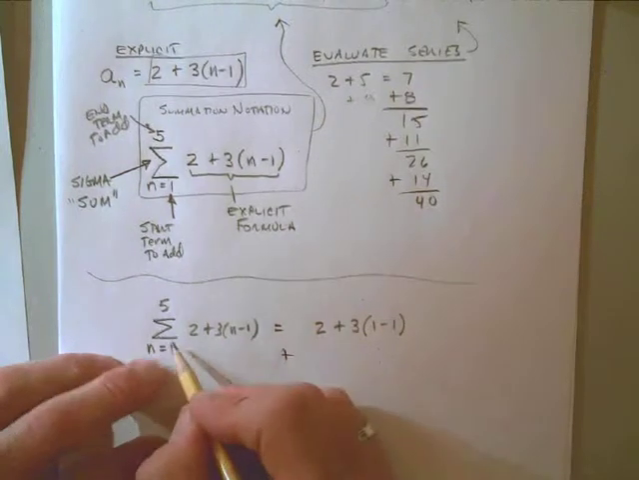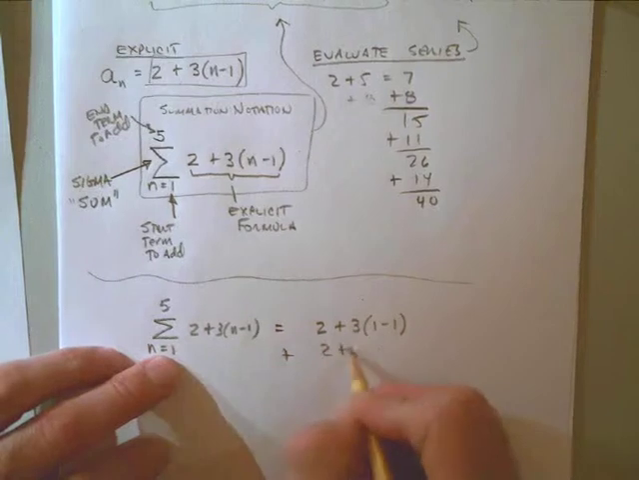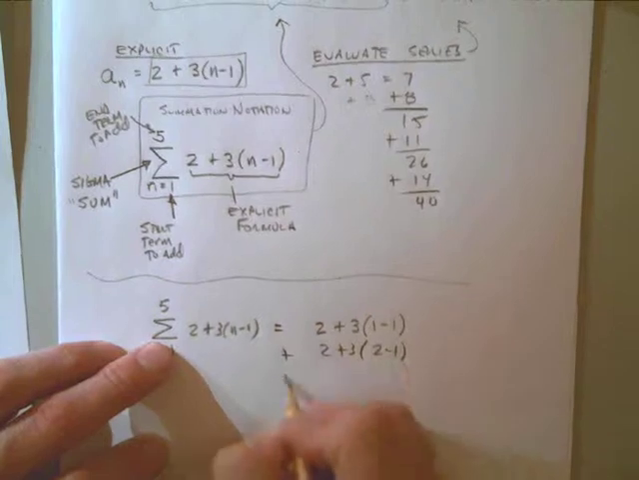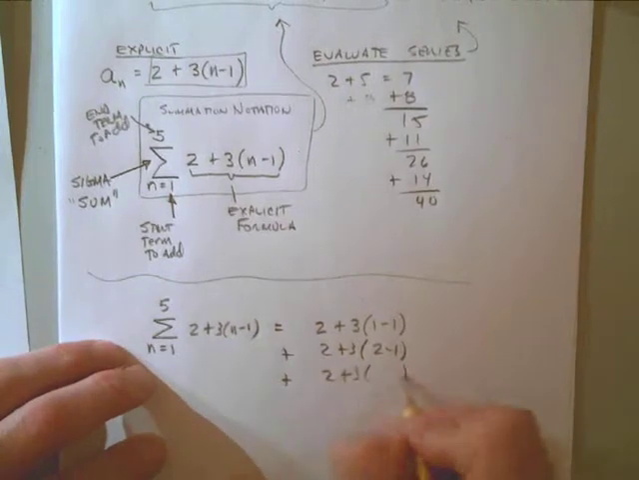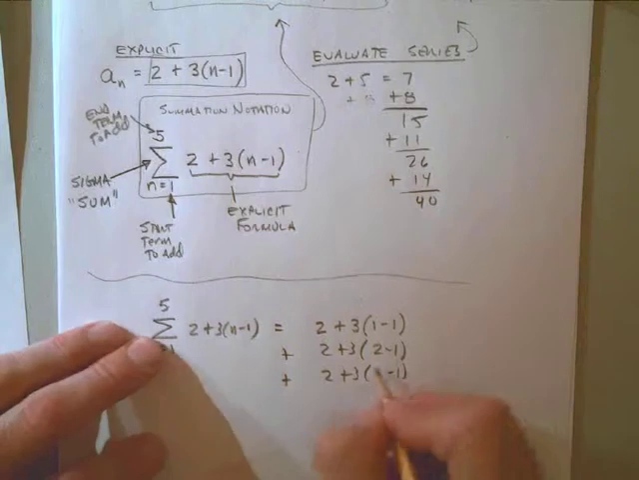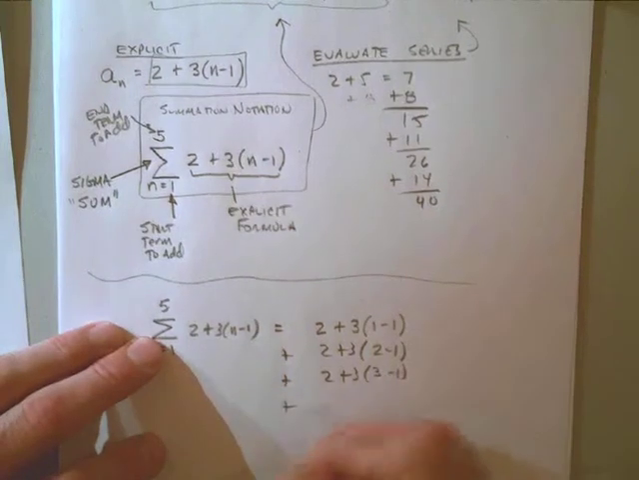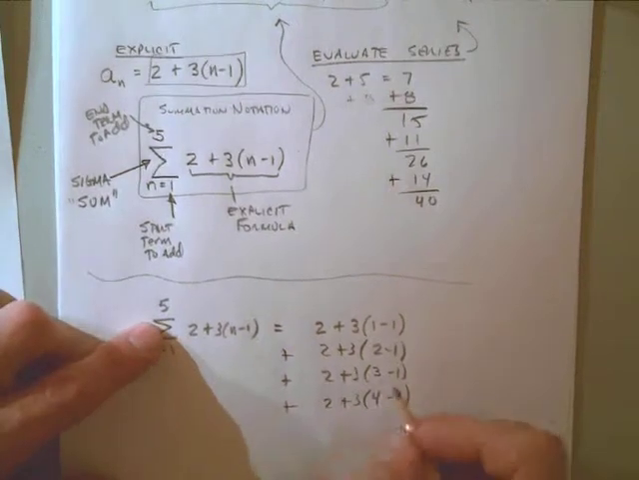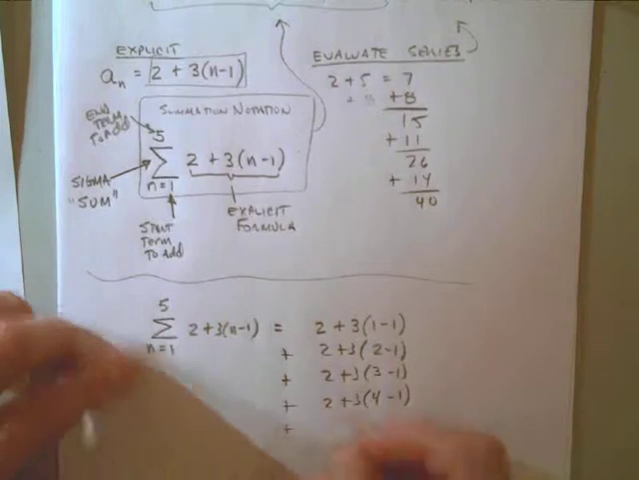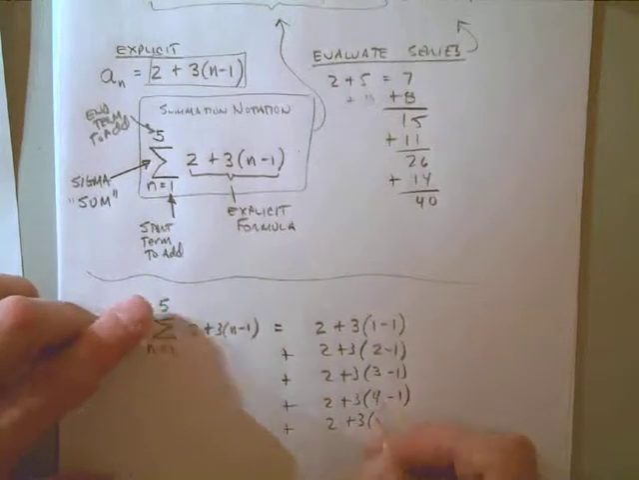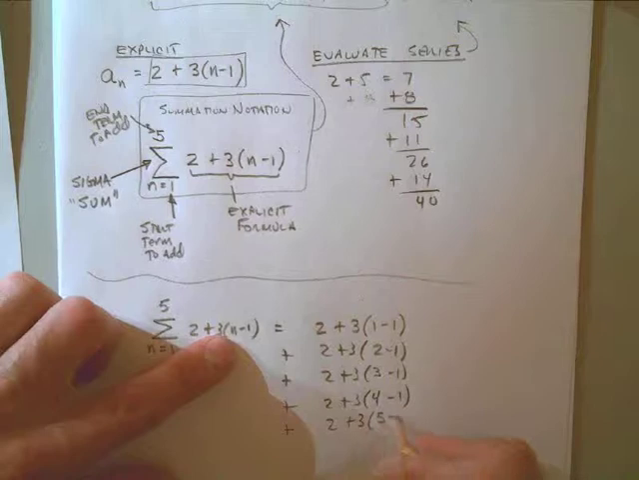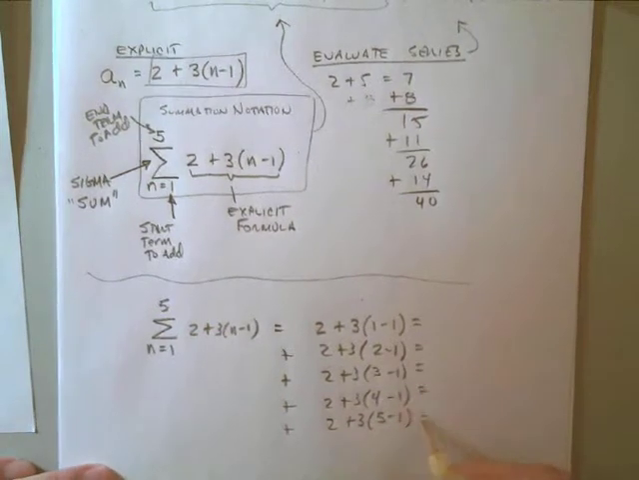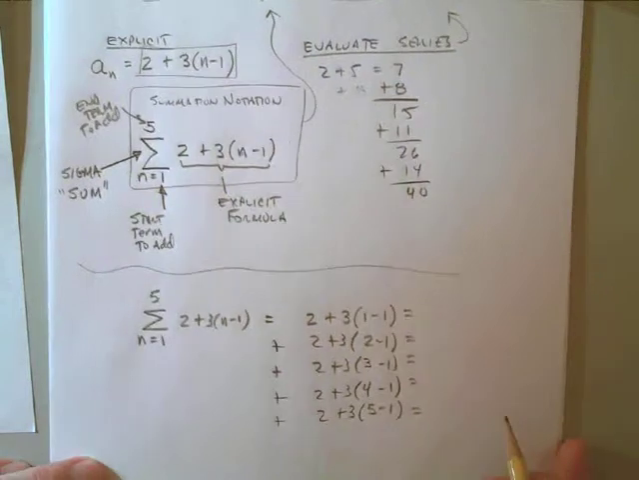Plus, now we would take the next number, which is 2, and plug it in. And then we would take the next number, which is 3, and plug it in for n. And then we would take the 4 and plug it in for n. And then lastly, we would take the 5 and plug it in for n. And what we would do is we would evaluate each of these and we would add them together.